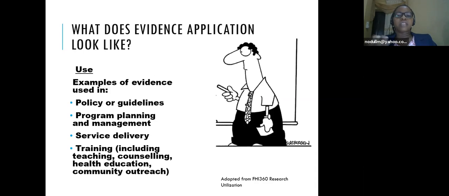So we consider evidence application or use in use, in reach, in collaboration, or in capacity building. These are the four possible horizons where we can find evidence use. So in the use core, we think about the policies created, the guidelines created or amended, the programs rolled out, the services and their management, service delivery, training like science education, community outreach, even counseling.